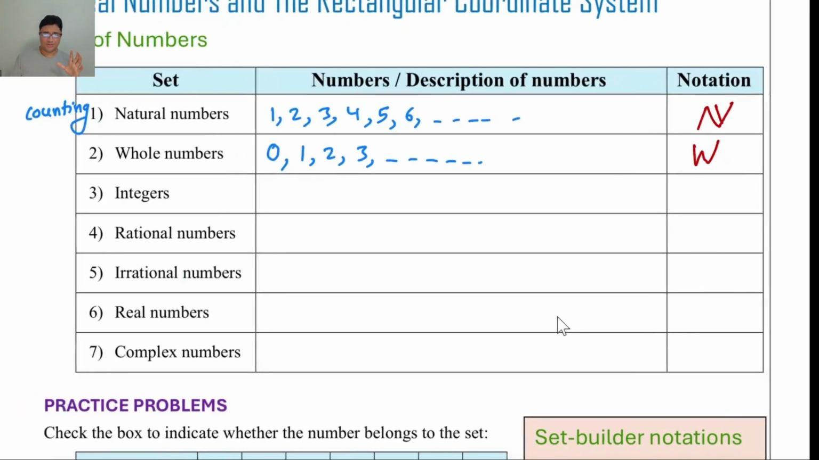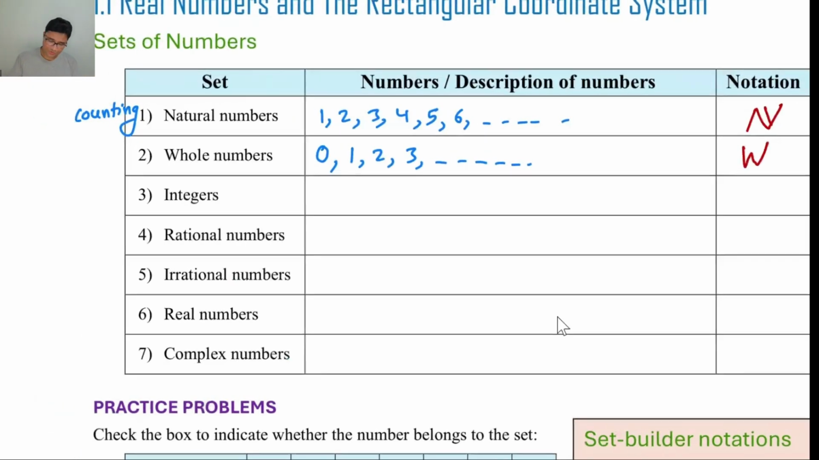Now, here is a small clarification I should give you. In some textbooks, you won't find a mention of whole numbers. These two are often just called natural numbers. So some textbooks will not mention whole numbers. The 0 is included in the natural numbers, and 0, 1, 2, 3 is considered natural numbers.